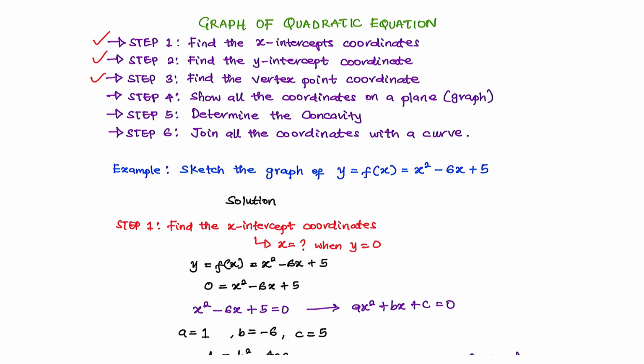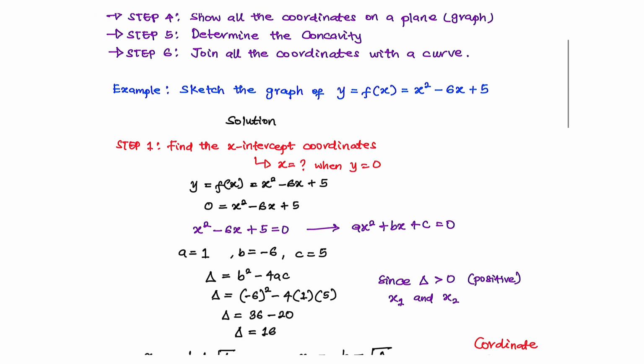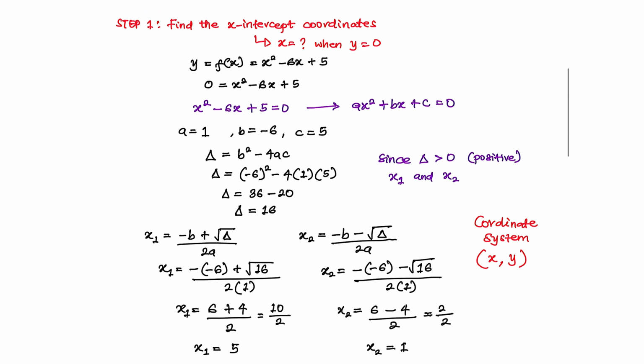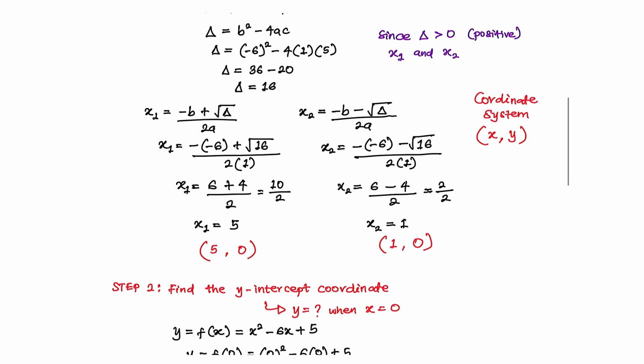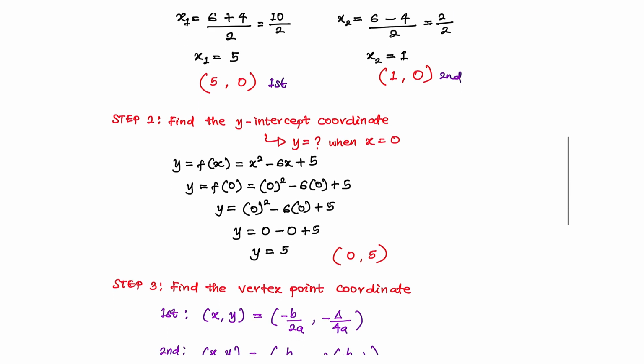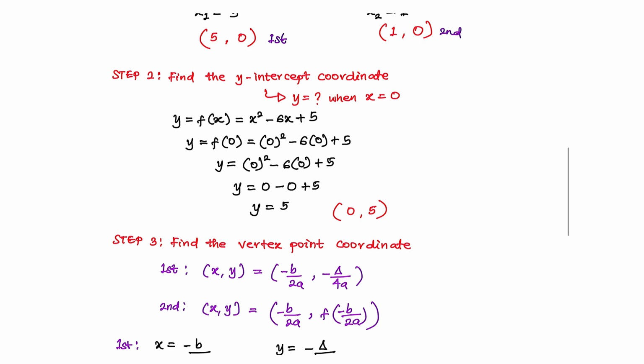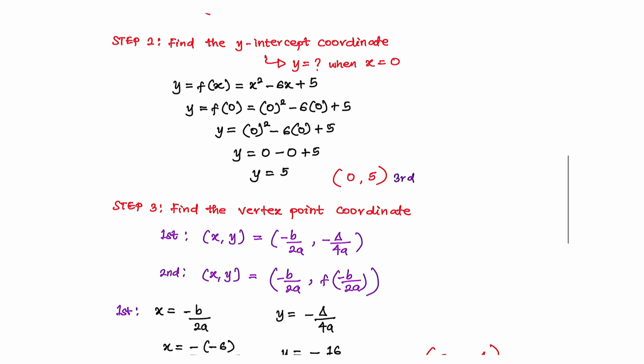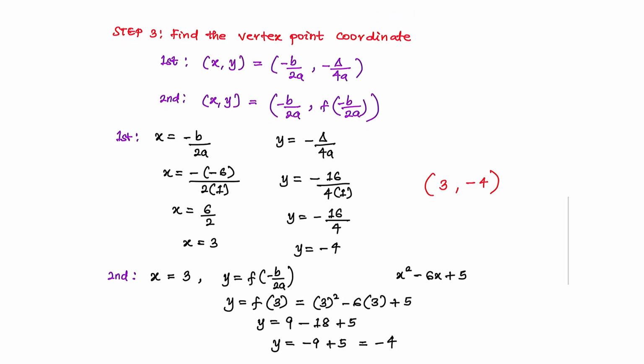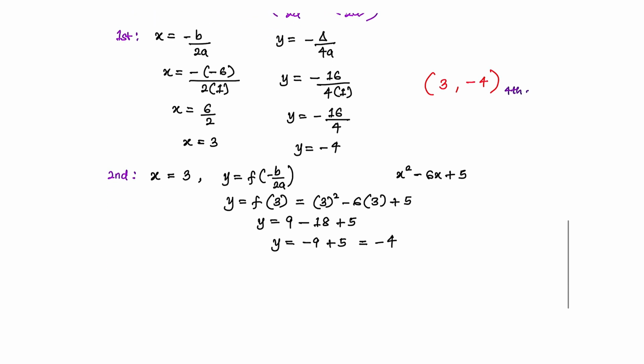The next step, which is step 4, says show all the coordinates on a plane. That is, show the coordinates on a graph. So how many coordinates do we have? Let's count. We have 1, this is the first coordinate. Second coordinate. Third coordinate. And fourth coordinate. So that means we have 4 points that we need to show on the graph.